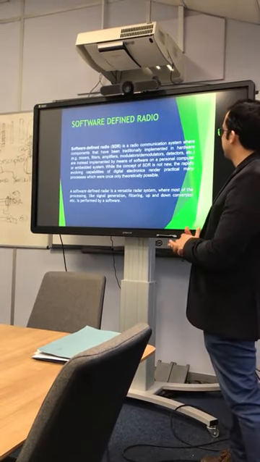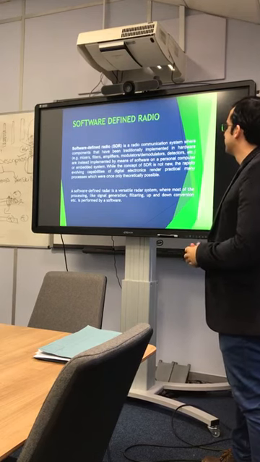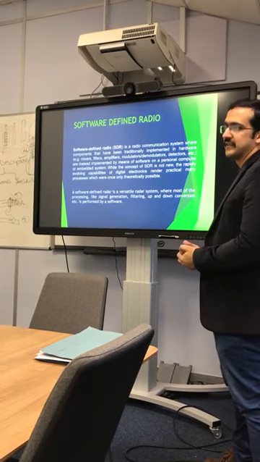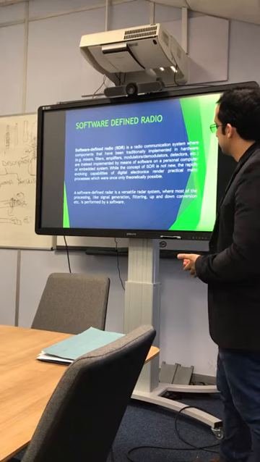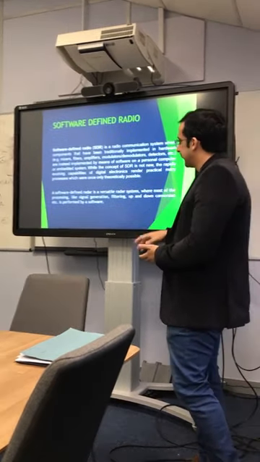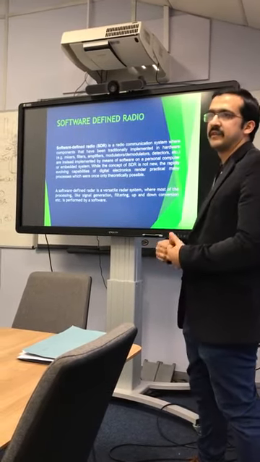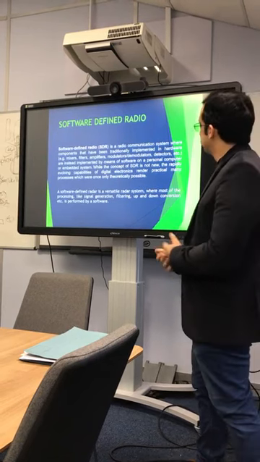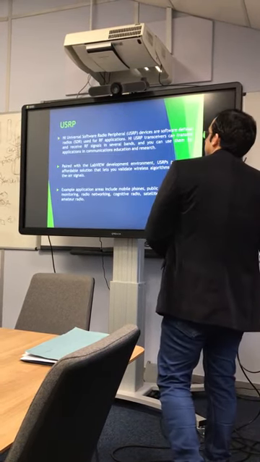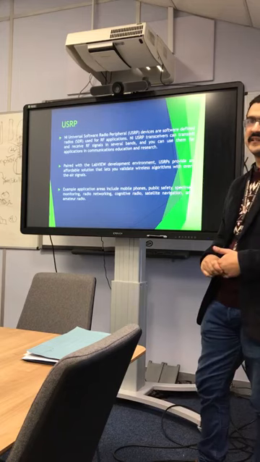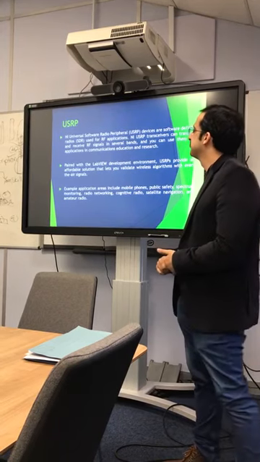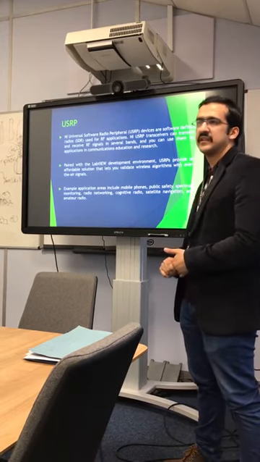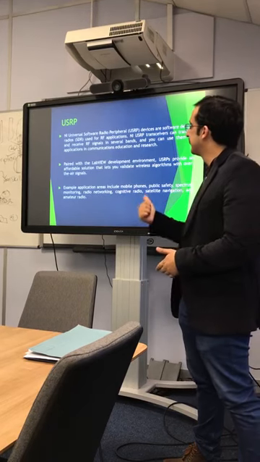SDRs, as you all know, are radio communication systems where components that have traditionally been implemented in hardware are instead implemented in software. So, including this concept in the radar makes a software-defined radar. The SDRs that are related to National Instruments and Ettus Research are the USRPs.